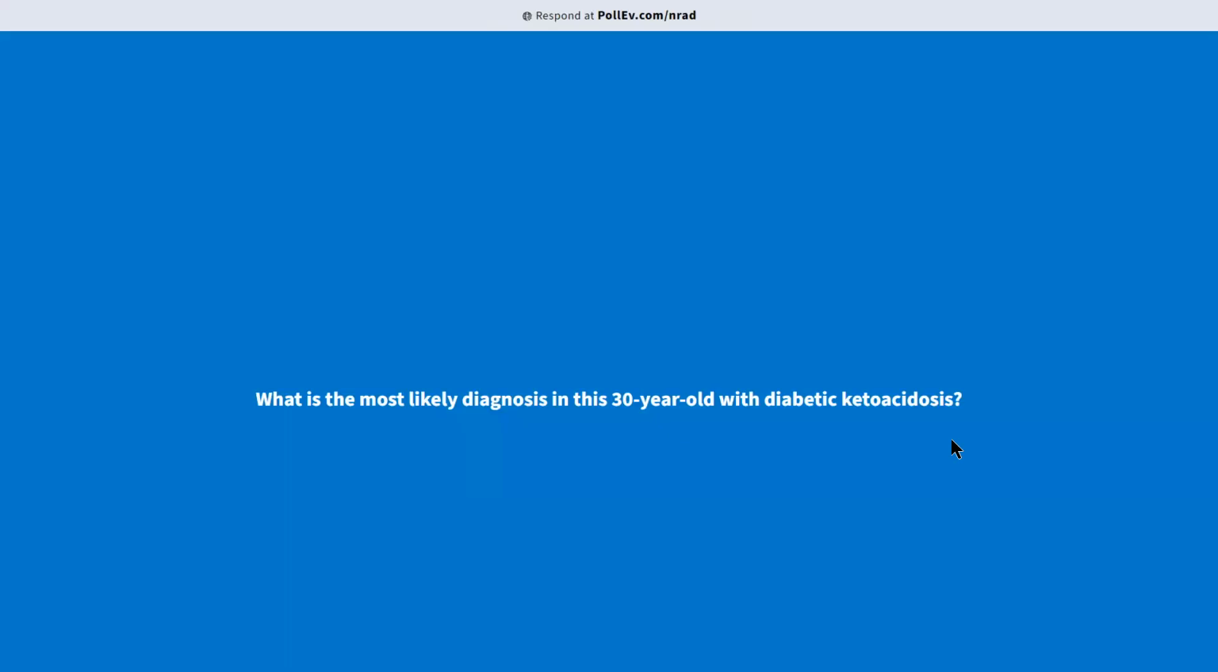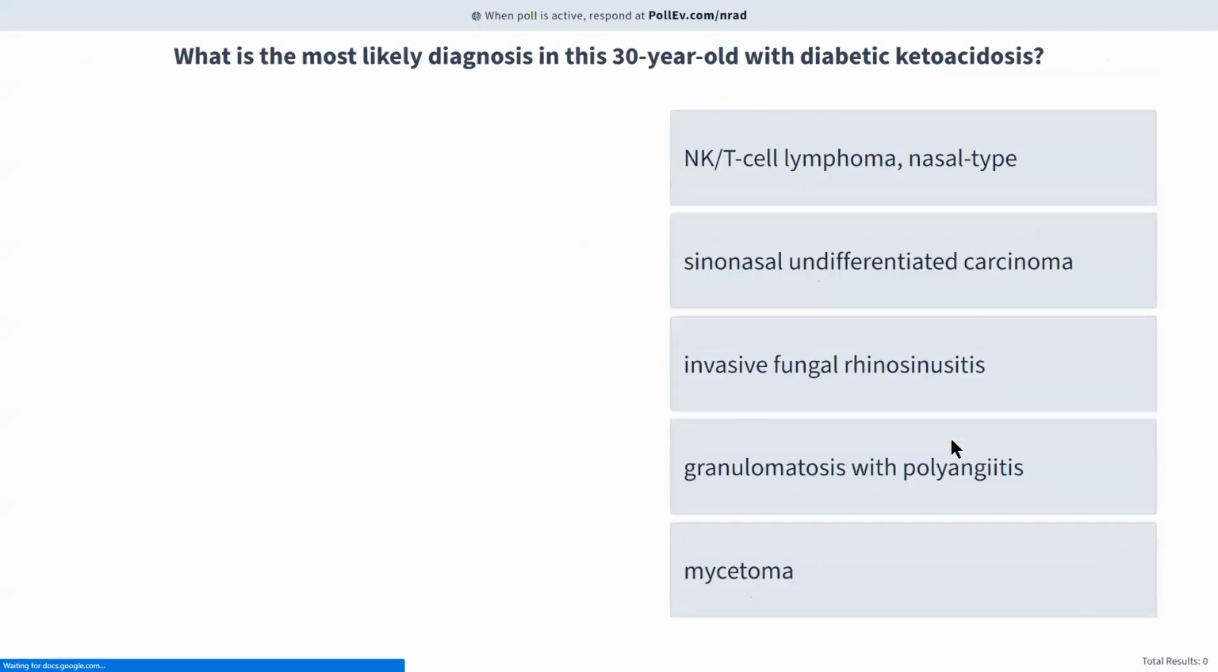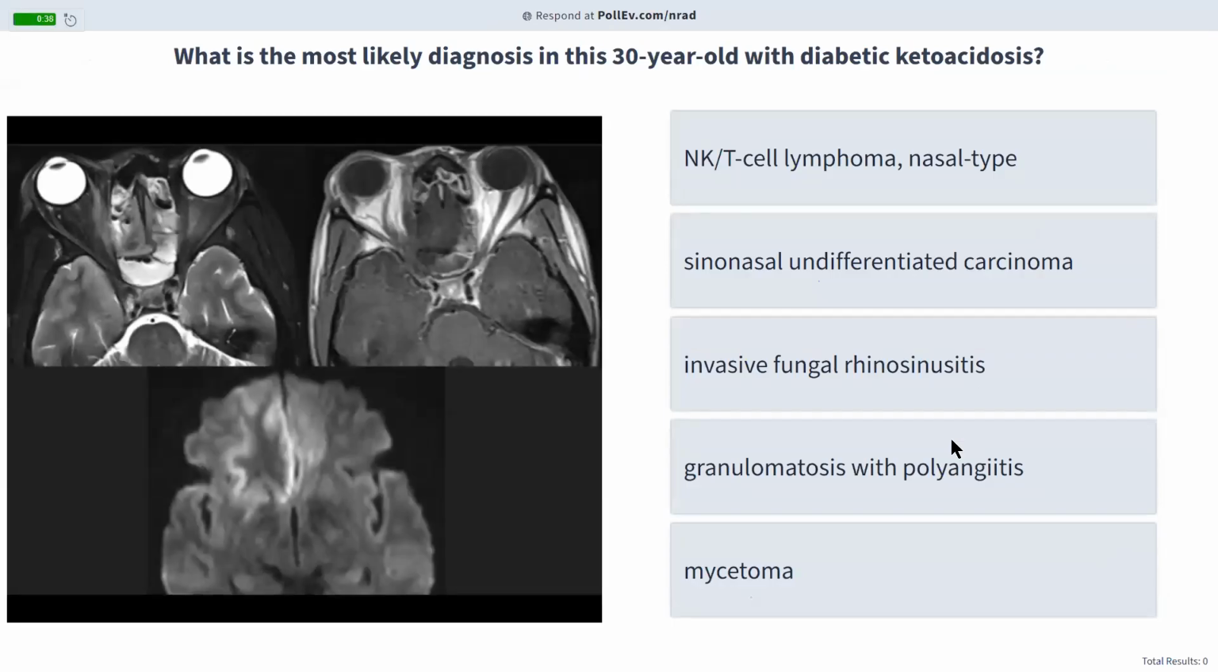What is the most likely diagnosis in this 30-year-old with diabetic ketoacidosis? They're presenting with diplopia, altered mental status, fevers.